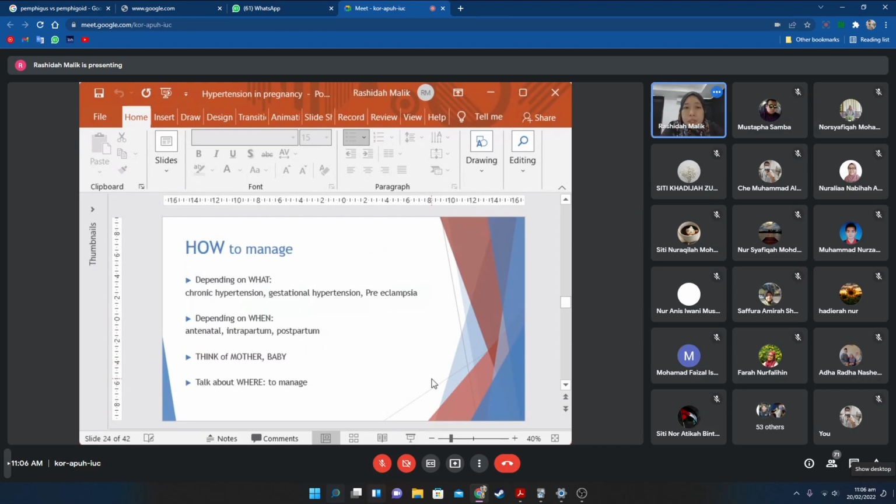So how to manage? So we've seen what. How to manage will depend on what type of hypertension, when you want to manage, antenatal, intrapartum, or postpartum, and you will need to think of both the mothers and also the babies. Because in pregnancy you have two patients, every time you manage, you will need to think of these two, and talk about where to manage the patient. Do you want to manage the patient as outpatient, or as inpatient? These are the things that you need to think about.